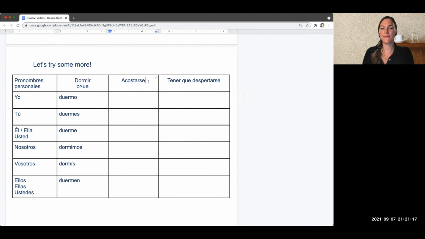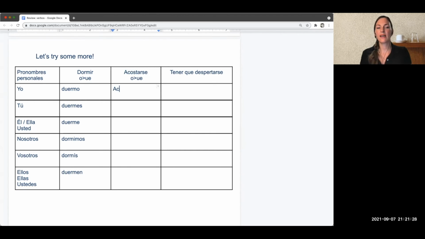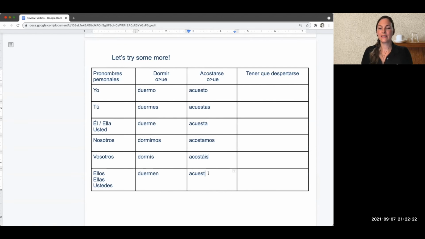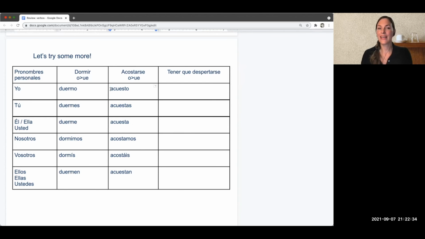Same as dormir. And now it's a cuest, okay? So our cuest is our new stem. These ones do not take a stem change, which means we stick with our cost, not our cuest, our cost. Now our endings. All these yos have O's. So as, a, amos, áis, an. So this acostarse also conjugates, it changes for each one. So how do I say myself? Put myself to bed. I put myself to bed. Me acuesto. Muy bien, muy bien.